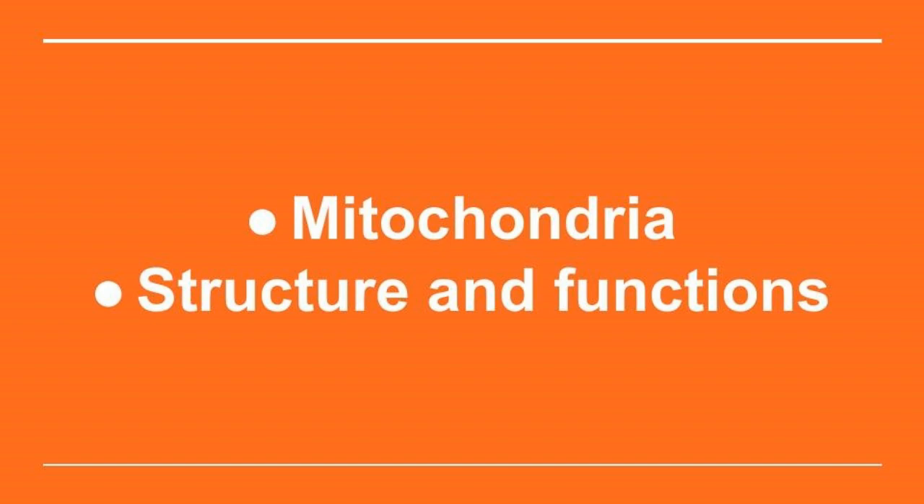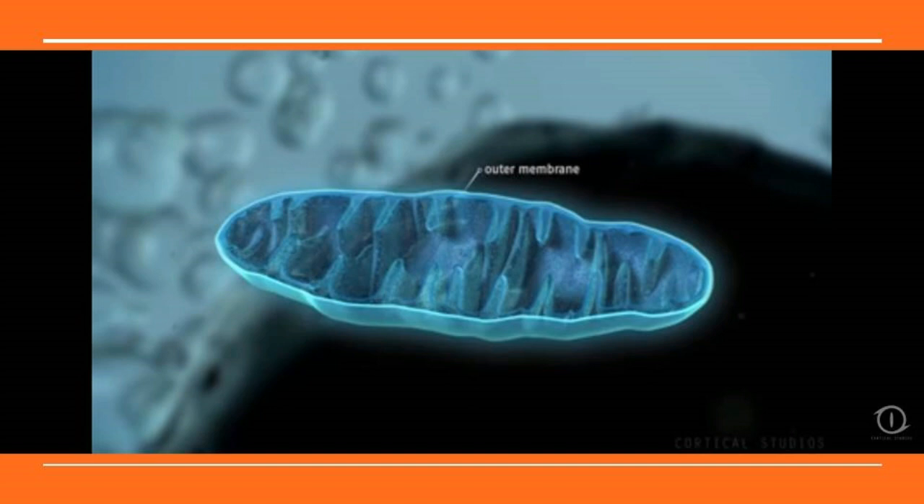Next is the structure of mitochondria. Mitochondrial membrane. It consists of two membranes, the inner and the outer membrane. In the next picture you can see the outer membrane of mitochondria. It is the structure of mitochondria. You are able to see the outer membrane. This is the outer membrane of mitochondria.